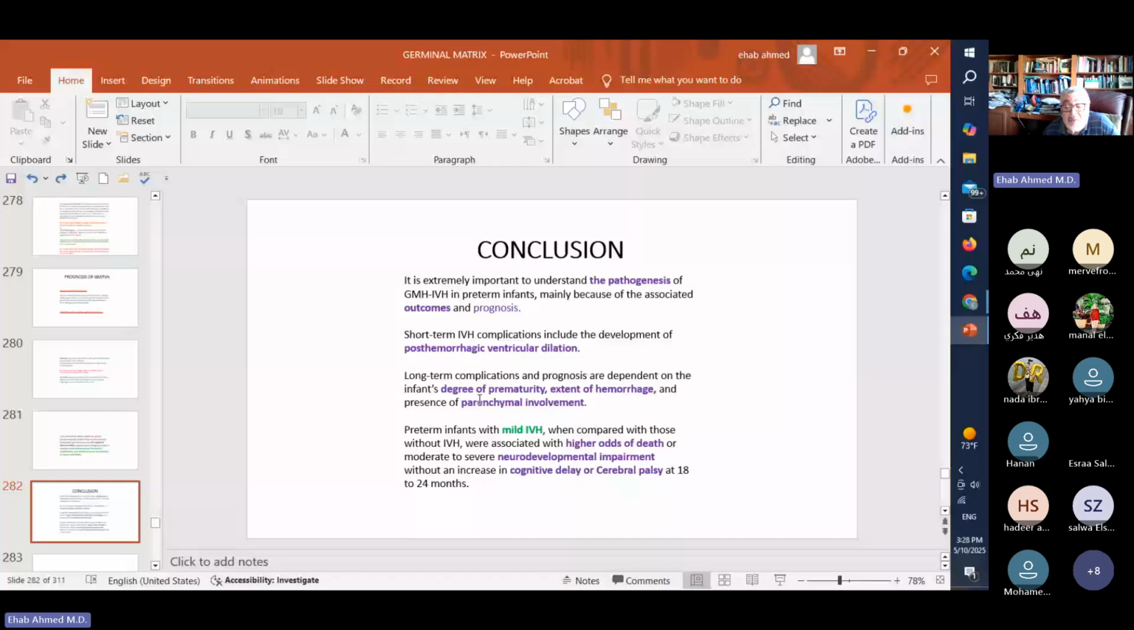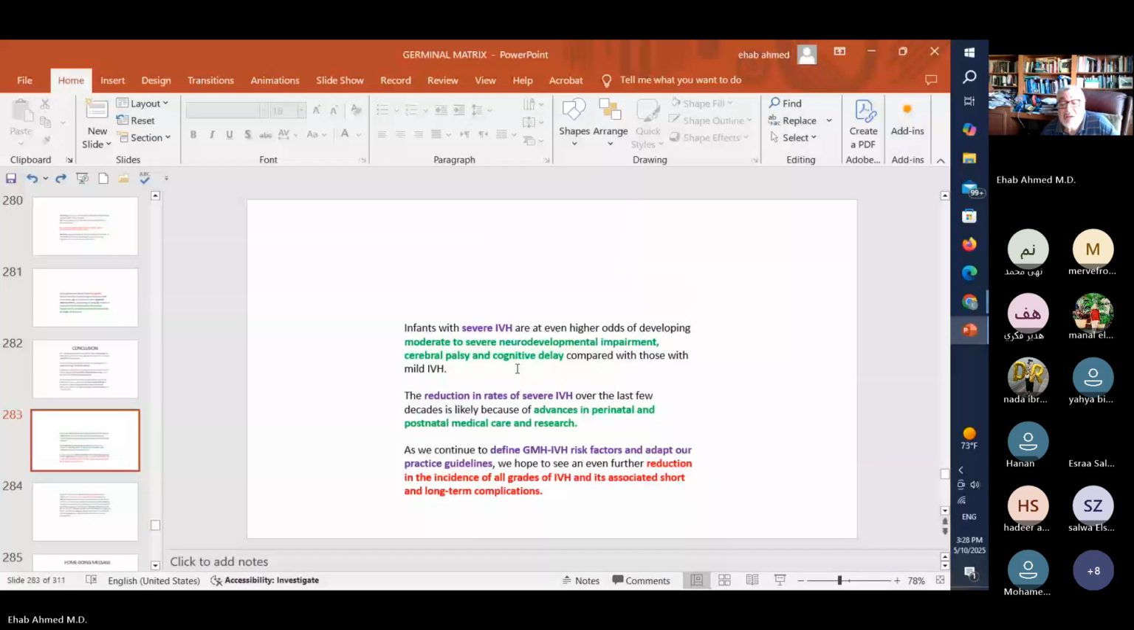Preterm infants with mild IVH, when compared with those without IVH, were associated with higher odds of death. Still, the prognosis is not 100% benign, and there is some degree of neurodevelopmental impairment, okay? But there is no increase in cognitive delay or cerebral palsy, which is some of the good news. Infants with severe IVH are at even higher odds of developing moderate to severe neurodevelopmental impairment, cerebral palsy, and cognitive delay.